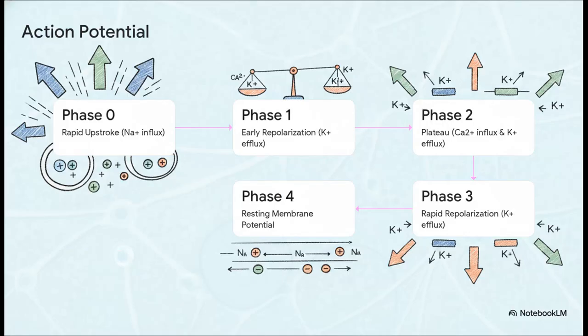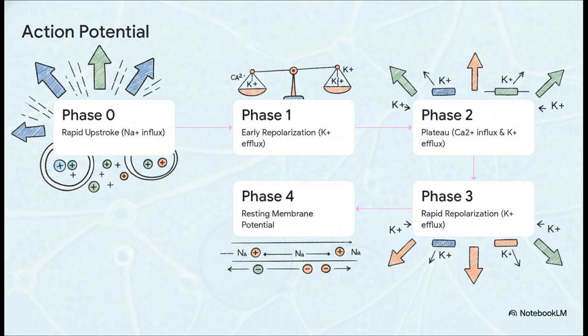Let's carefully step through the exact ionic mechanisms driving each of these 5 phases, because this is absolutely key. Phase 0 is the rapid upstroke, caused by a massive, rapid influx of sodium ions rushing into the cell. Phase 1 is a brief notch of early repolarization, largely achieved by the efflux of potassium out of the cell. Then we hit Phase 2, the unique plateau. This is a very delicate balance. Calcium is flowing into the cell through L-type channels, which perfectly balances the potassium that's flowing out.